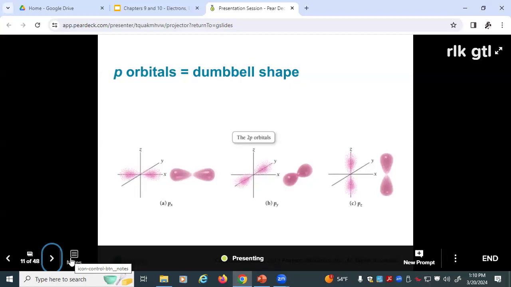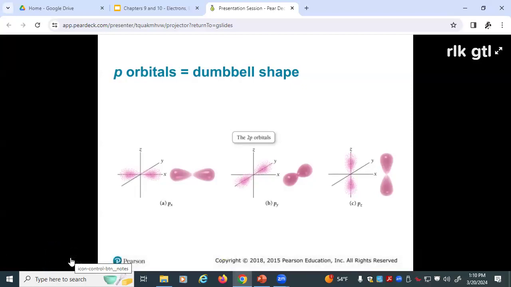The P sublevel shows a dumbbell shape. So we've got two elongated orbs oriented in three-dimensional space across these Cartesian axes. So think about graphing from math class. There's the x-axis, the y-axis, and the z-axis. These three orbitals orient themselves along those same directions.